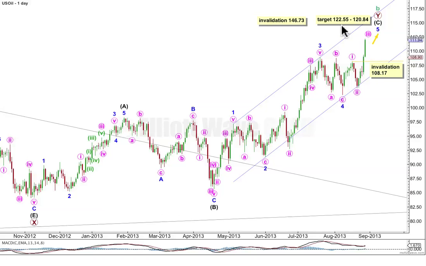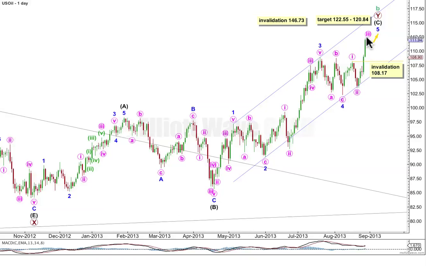At 122.55, intermediate wave C would reach 2.618, the length of intermediate wave A. It's already past 1.618, the length of A, so that's the next Fibonacci ratio in the sequence used to calculate the target. At 120.84, minor wave 5 would reach 1.618, the length of minor wave 1.